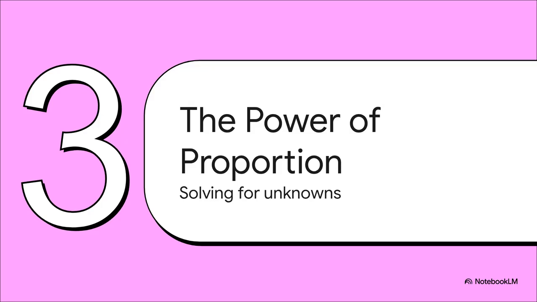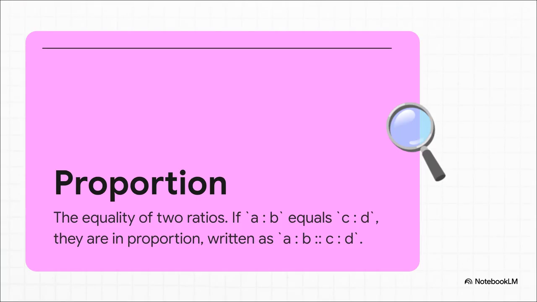Okay, so we've got ratios down. Now it's time to level up with our second tool, proportion. This is what lets us go from just comparing numbers to actually solving for missing pieces of the puzzle. This is where the magic happens. So a proportion is really just a statement that says two ratios are equal. That's it. If the relationship between A and B is the exact same as the relationship between C and D, then you've got yourself a proportion. Think of it like a bridge that lets us use a ratio we know to figure out one we don't.